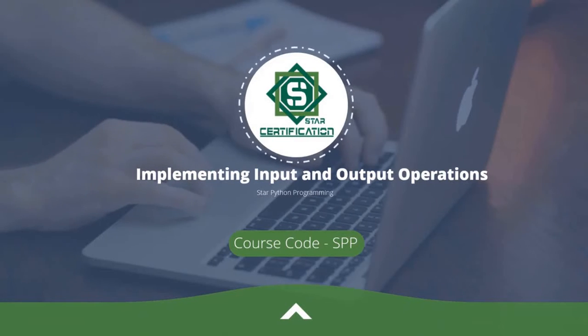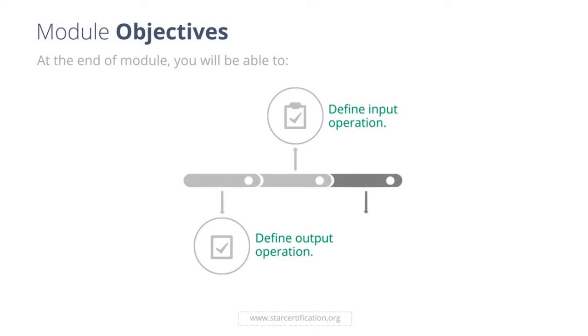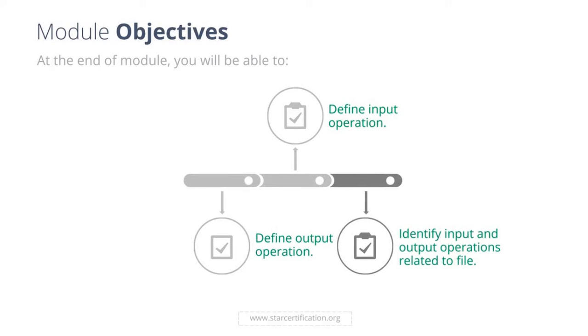In this module, you will learn the methods of taking input from the user and producing output to the user. This module also explains various input and output operations associated with the files. At the end of this module, you will be able to define output operation, define input operation, and identify input and output operations related to file.